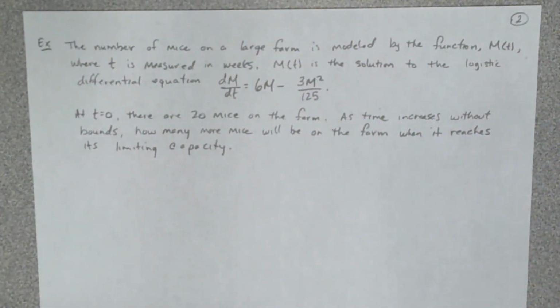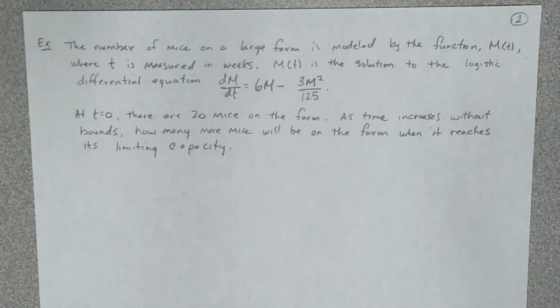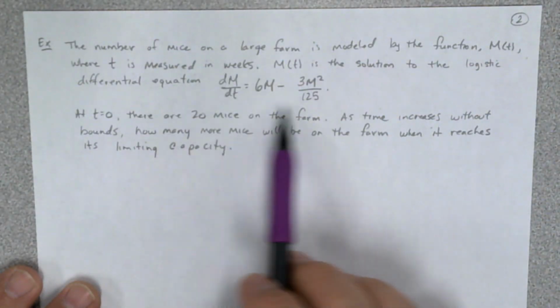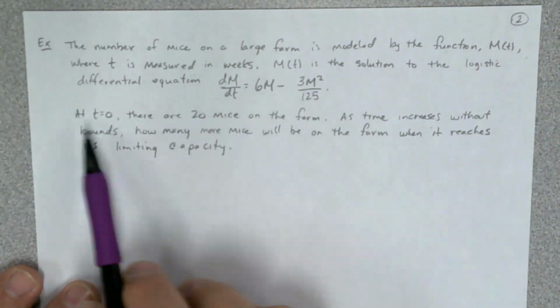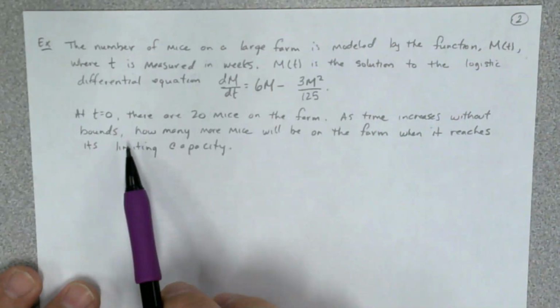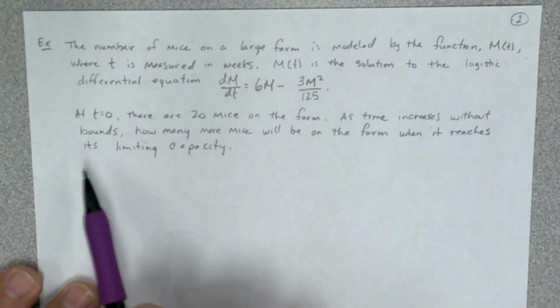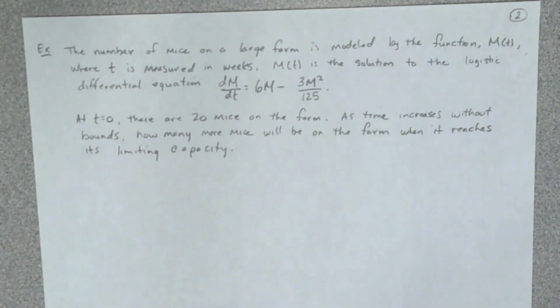So the number of mice on a large farm is modeled by this function right here, M, where t is measured in weeks. M of t is the solution to a logistic differential equation of this form right here. At t equals 0, there are 20 mice on the farm. As time increases without bound, that just means it goes on forever, how many more mice will be on the farm when it reaches its limiting capacity? So a lot of stuff going on here.